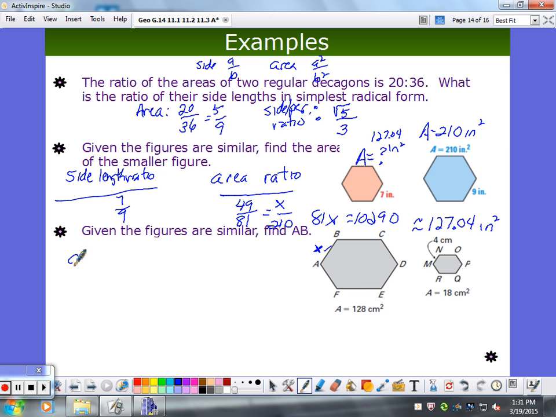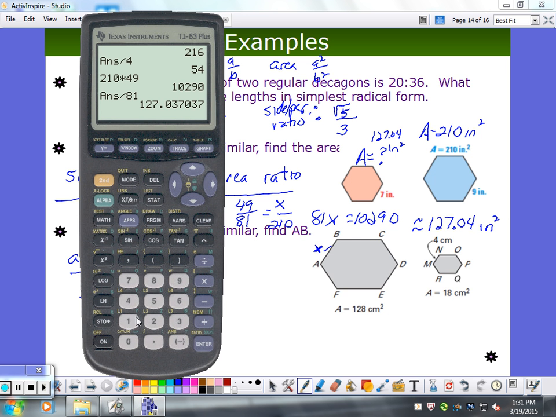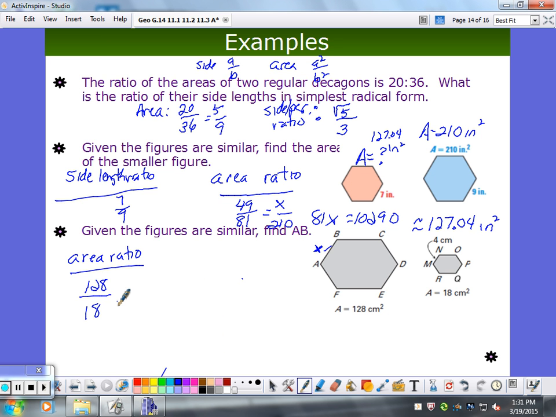So let's see. The area ratio is 128 over 18, right? It's best to simplify it if you can. Now, if you're having trouble simplifying fractions, you can use the calculator, 128 divided by 18, and then make a fraction out of that. Press the math button, and then press fraction. 64 over 9. Quick and lazy way, if you want to reduce a fraction.